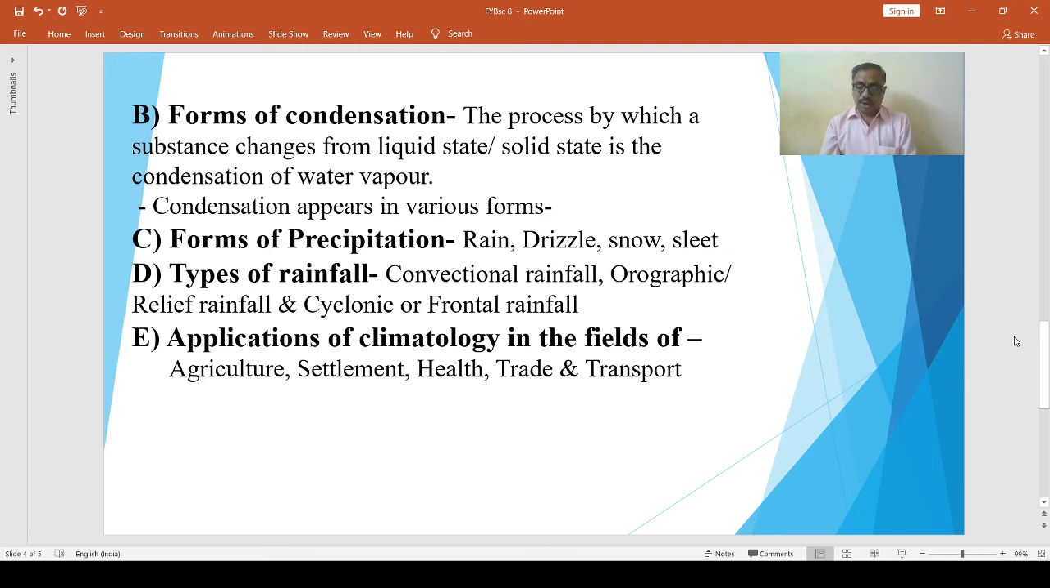In the equatorial regions, constant high temperature and humidity produce this type of rainfall almost every day in the afternoon. Similarly, the tropical oceans and their adjacent coastal areas receive convectional rainfall throughout the year. Then orographic or relief rainfall.